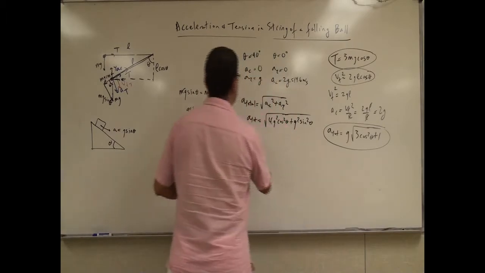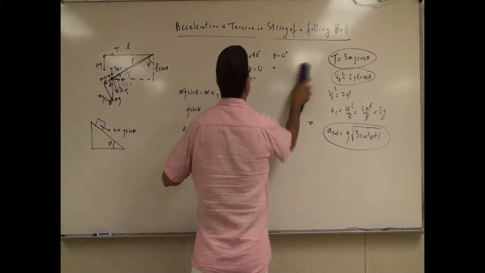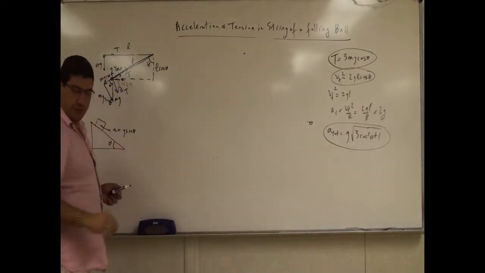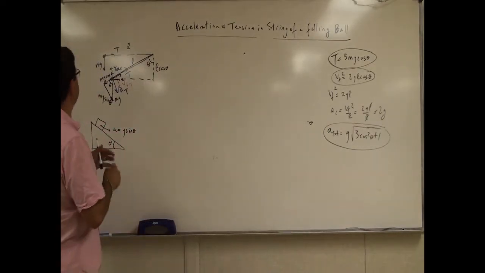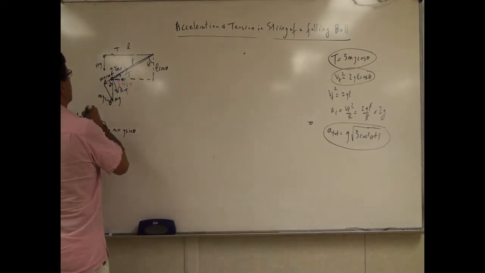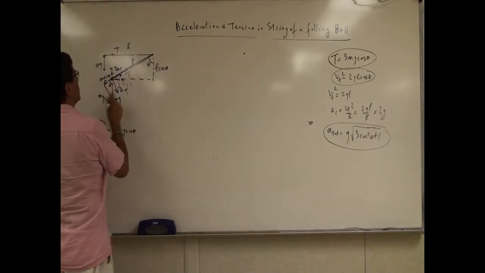How about the direction of the total acceleration? Its direction. So how do we give its direction? So if we put this vector, what's happening? Initially this tangential acceleration is larger, right? And the centripetal acceleration is small.